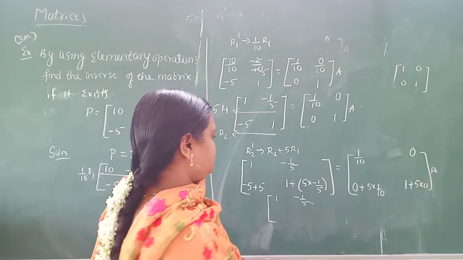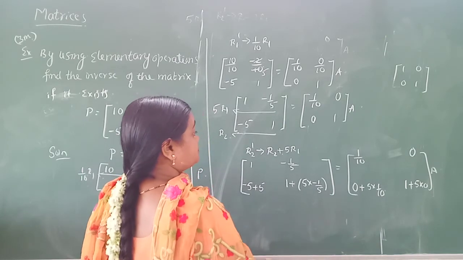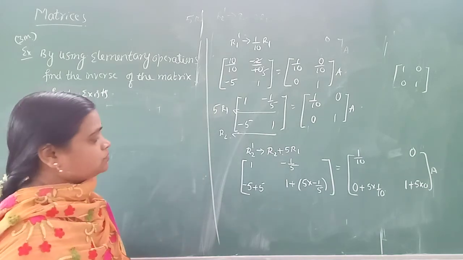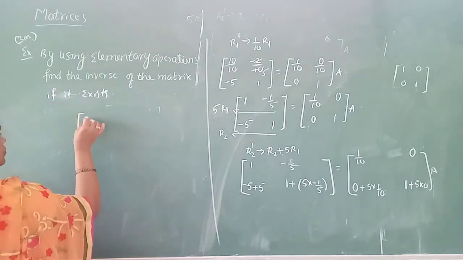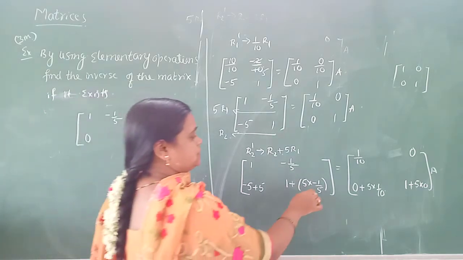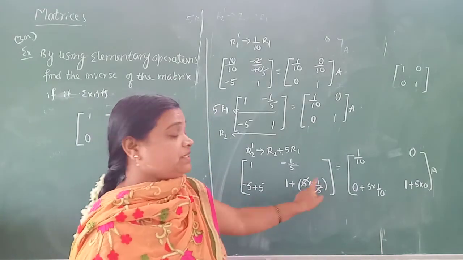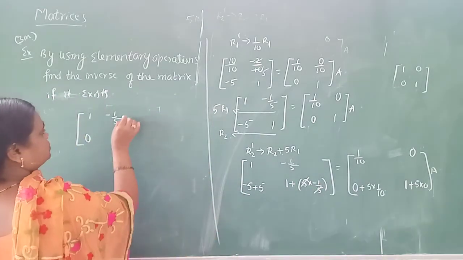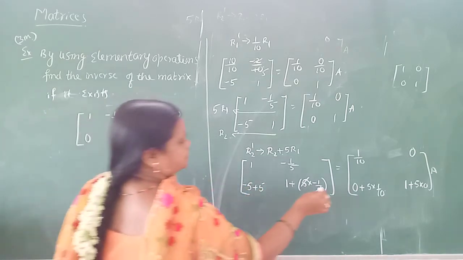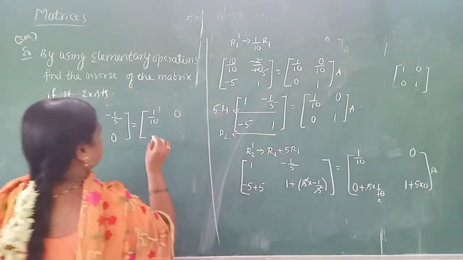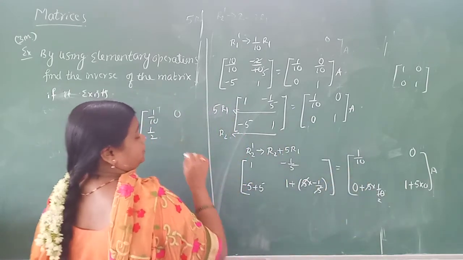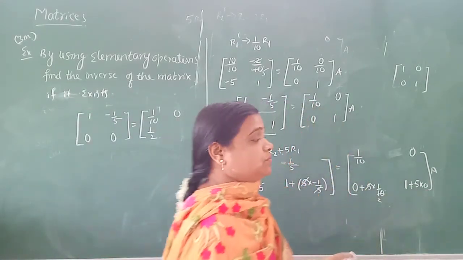Okay, better I will write here only. 1, minus 1 by 5, minus 5 plus 5 is 0. This gets cancelled. We get 1 minus 1. 1 minus 1, what is it? 0. Means 1 by 10, 0. Next, 5 into 1 by 10 is 1 by 2. 5 into 0 is 0, 1 plus 0, what is this? 1.